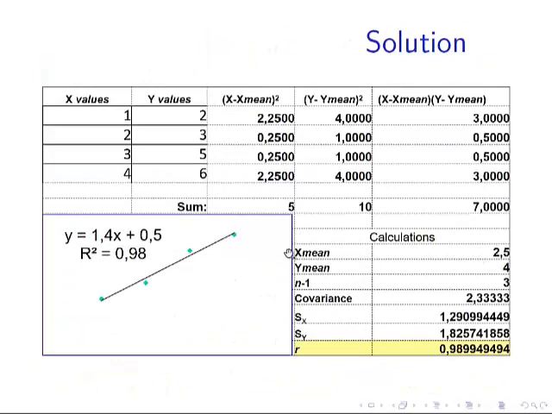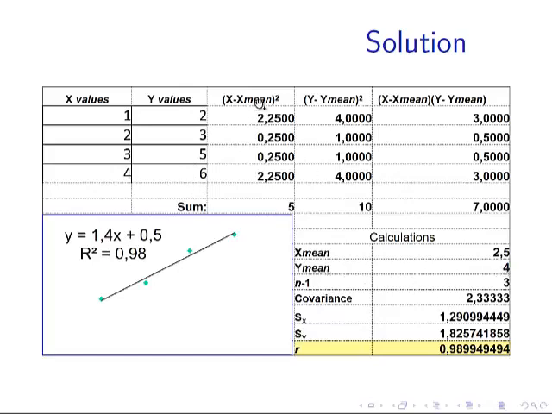Okay, now let's see how we calculate it. First, we add up all the values of x: 4, 3, 2, 1. It's 7, 10, yes? 10 divided by 4 is equal to 2.5. That's why x mean is 2.5. Y values: if you add up 2, 3, 5, 6, the sum is 16, divided by 4, because the number of values is 4, gives you 4. Therefore, y mean is 4.